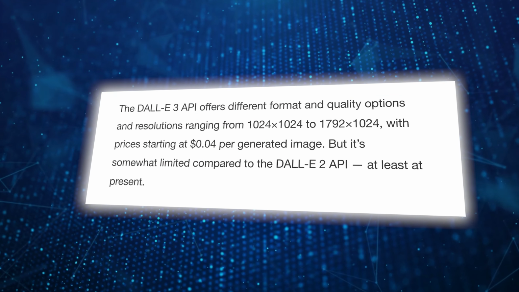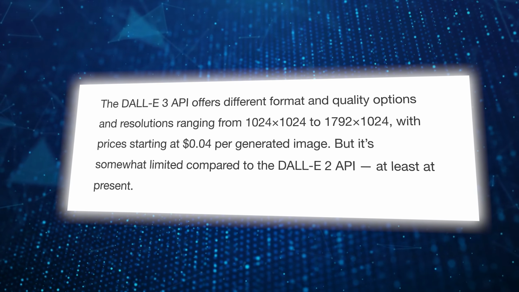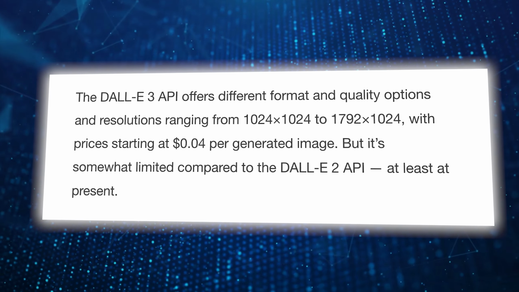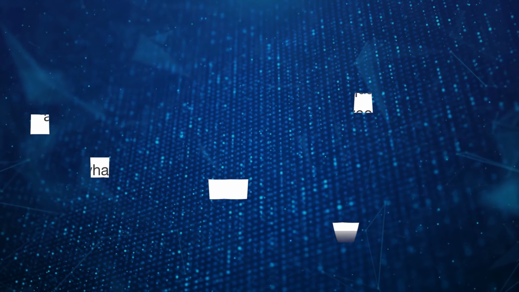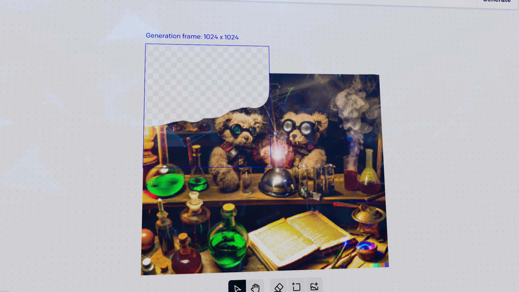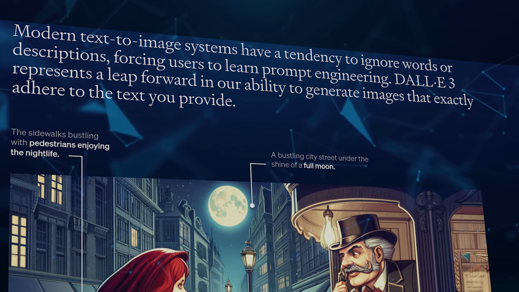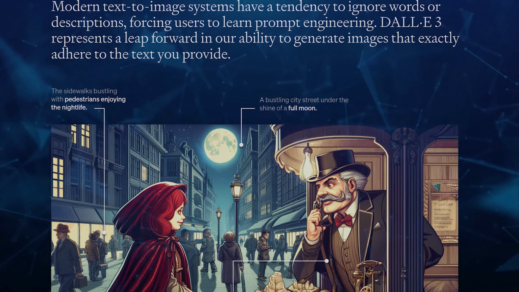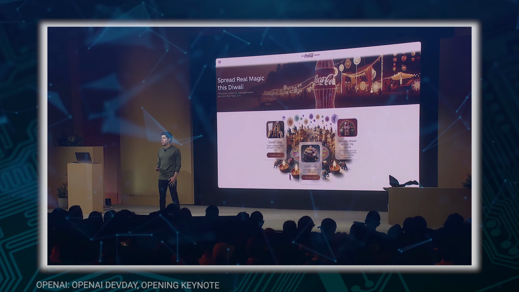The DALL-E 3 API provides various format and quality options, offering resolutions ranging from 1024x1024 to 1792x1024, with pricing starting at $0.04 per generated image. However, it is currently somewhat constrained compared to the DALL-E 2 API. In contrast to its predecessor, DALL-E 3 lacks the capability to generate edited versions of images by altering specific areas of an existing image or creating variations. OpenAI also notes that when a generation request is sent to DALL-E 3, it may automatically rewrite it for safety reasons and to add more detail, potentially leading to less precise results based on the provided prompt.